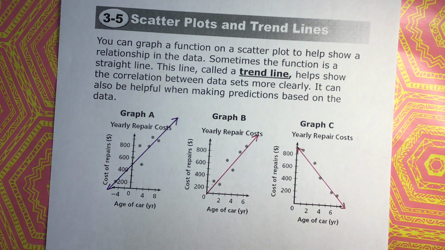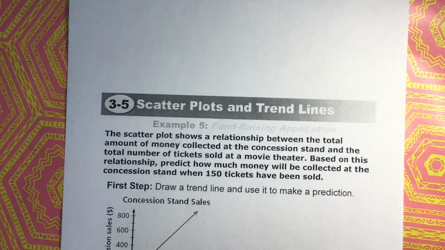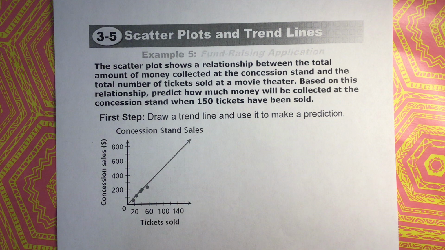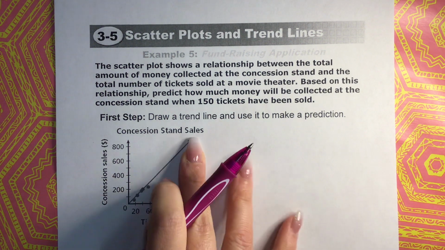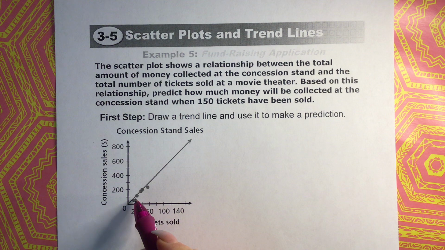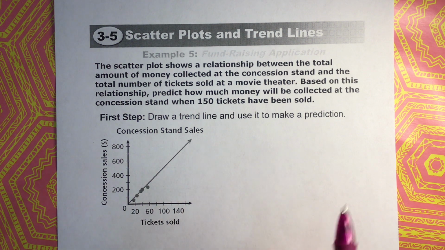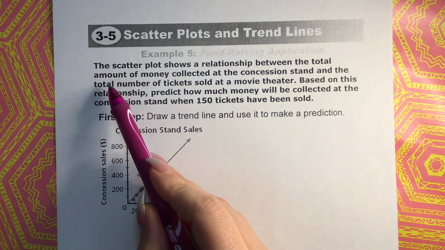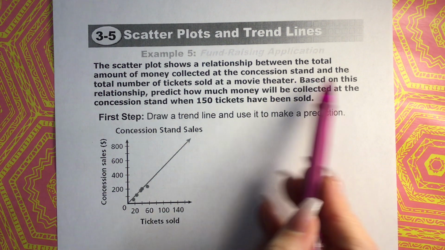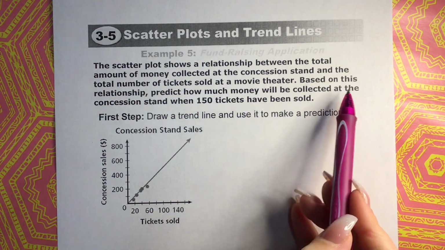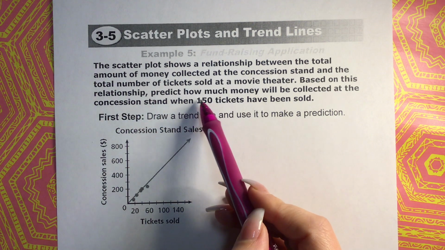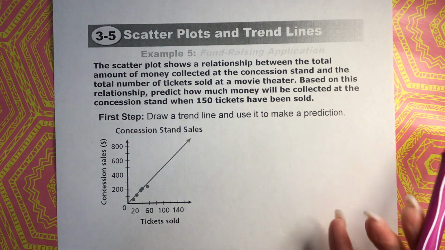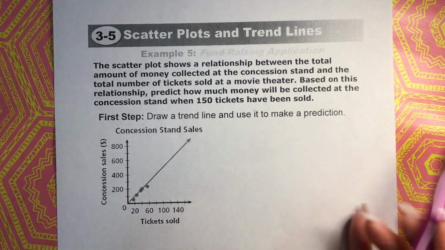All right? Let's look at an example. So with this particular example, the trend line is actually already drawn. Now, in some of your problems, you're going to have to draw a trend line, but I just wanted to look at this. You see how the trend line is right where those points are? Okay, so this says the scatter plot shows a relationship between the total amount of money collected at the concession stand and the total number of tickets sold at a movie theater. Based on this relationship, predict how much money will be collected at the concession stand when 150 tickets have been sold. First step is to draw a trend line and use it to make a prediction.